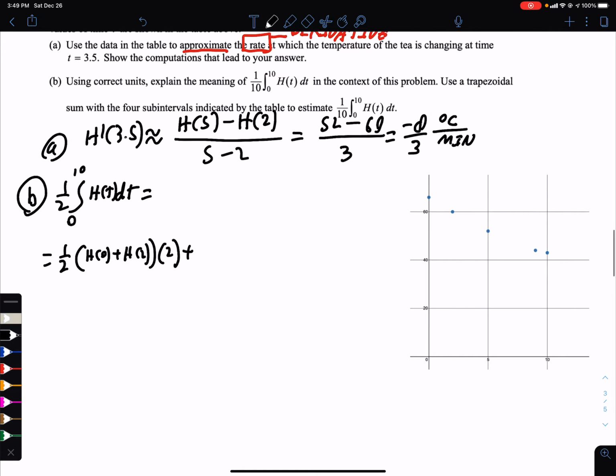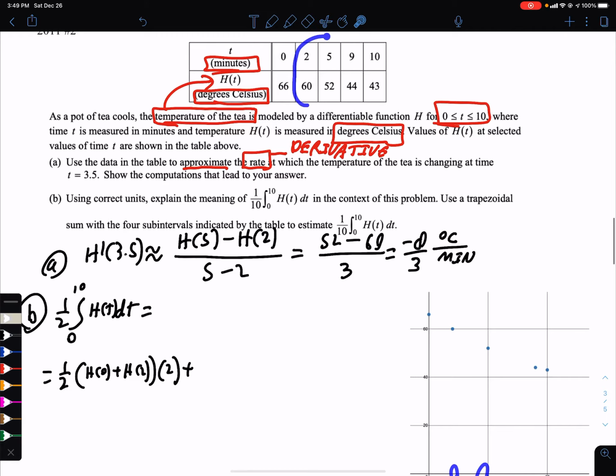My next interval is going to go from this point to that point, which is 2 to 5. I'm going on this interval. So the same formula, 1/2. The bases will be the function at 2, the function at 5, and the width will be 5 minus 2, or 3.